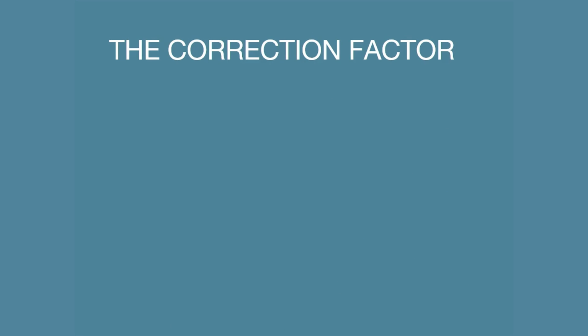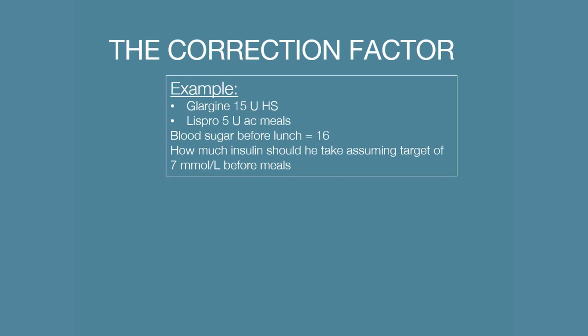So let's do an example to illustrate the correction factor. Here's a gentleman who takes 15 units of glargine insulin at night to meet his basal requirements, and 5 units of bolus Lispro prior to each meal for his prandial requirement. Let's say he calls you at your office and says, my blood sugar is 16. Do I take 5 units or more?